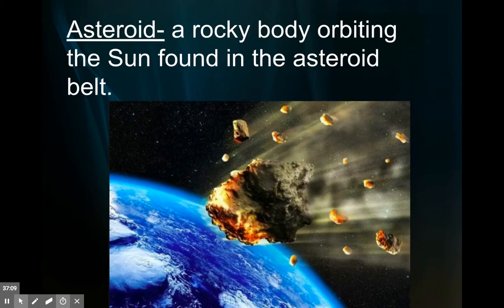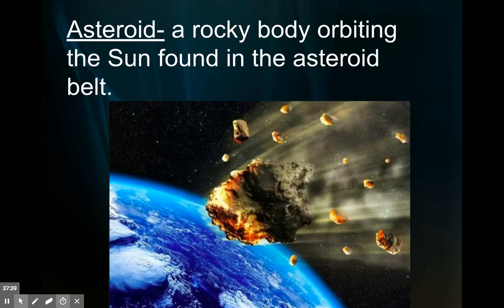Asteroid. One of the scariest things in the world to me. An asteroid is a rocky body orbiting the sun found in the asteroid belt. So find that definition on your paper. And it's found in the asteroid belt between Mars and Jupiter.